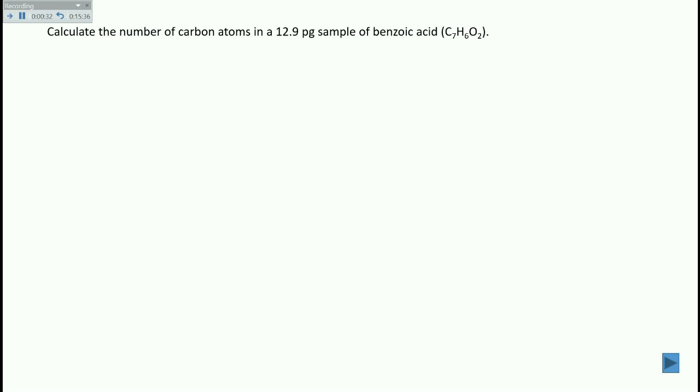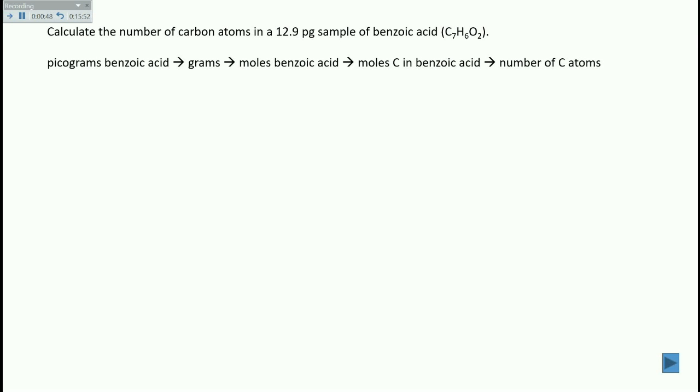First of all, we don't have our sample mass expressed in grams. It's expressed in picograms. And remember, pico is one of the prefixes. It means 10 to the minus 12. So the first thing I need to do is to convert my picograms into grams. Then I can convert into moles of benzoic acid, but I can't stop there. What I'm interested in is how many carbon atoms there are, so I need to figure out then how many moles of carbon are in that benzoic acid, and lastly, convert that to the number of carbon atoms.